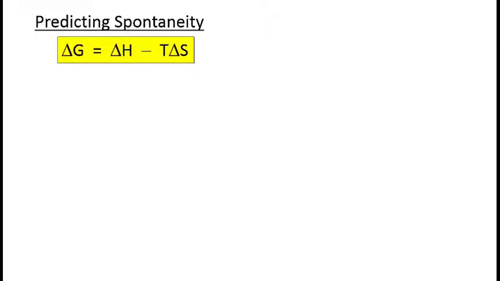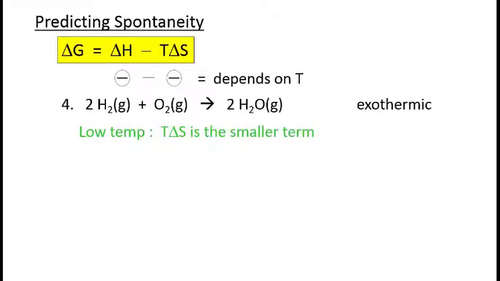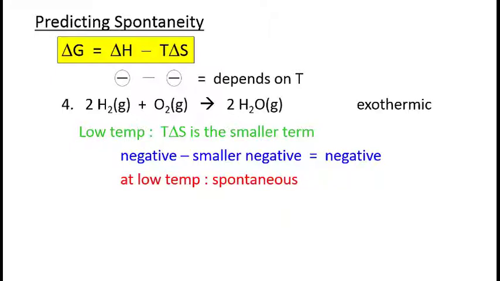Our final example is a reaction we saw before when we first started talking about spontaneity. Dihydrogen reacts with dioxygen to form water in a reaction that certainly appeared exothermic. The sign of delta H is negative. In this reaction, 3 moles of gas goes to form 2 moles of gas, so delta S is also negative. With this combination, the result again depends on T. At low temperature, T is small, and T delta S is small again. So when you have a negative minus a smaller negative, the result will be negative. So at low temperature, this reaction is spontaneous.